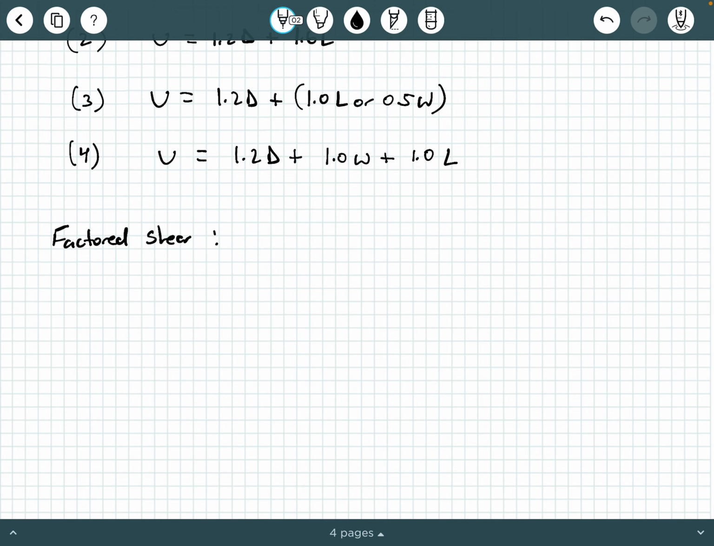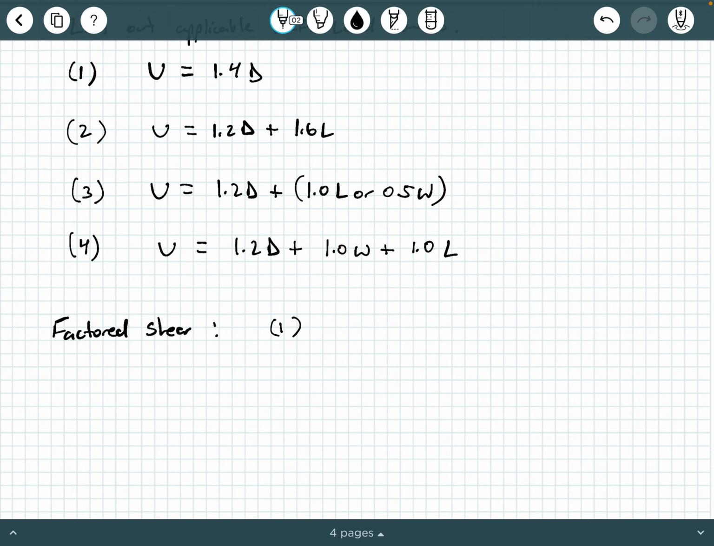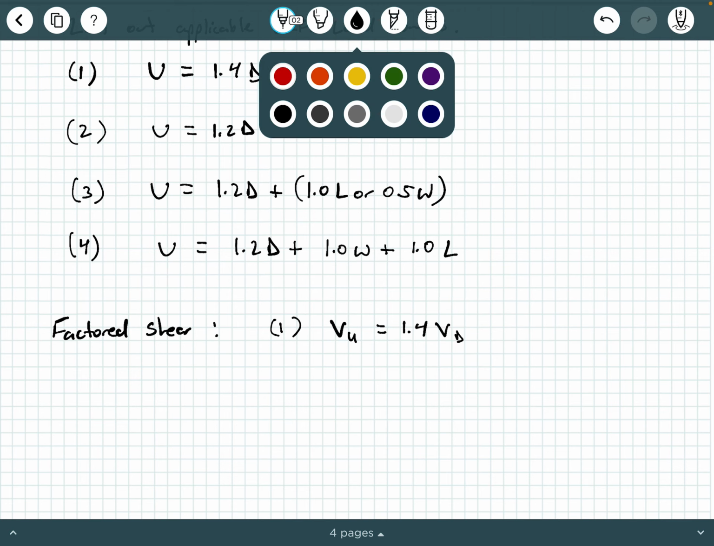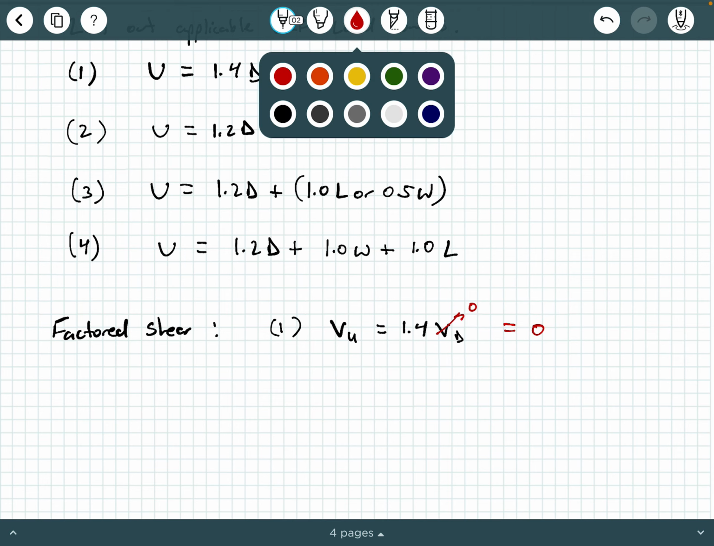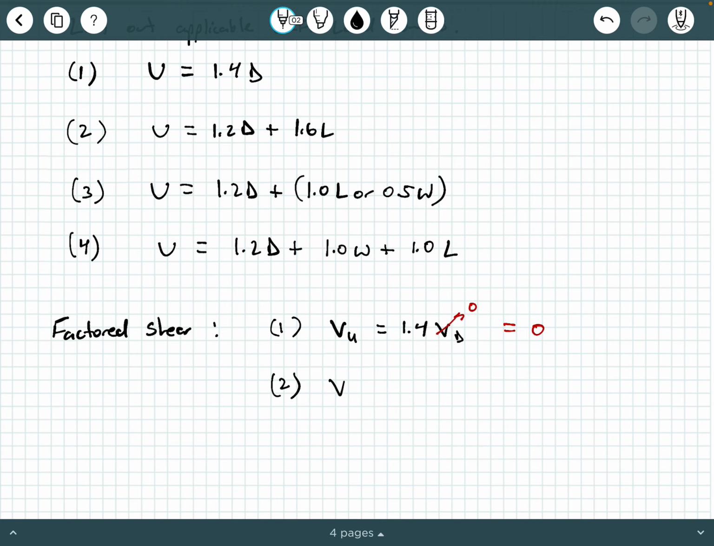With looking at factored shear first, load combo 1, we would say VU equals 1.4 V dead. Now, if you remember from our dead load analysis, what was the dead load shear in member AB? Well, that was just 0. So we can see that this comes out to be 0. Let's look at load combo number 2. VU is 1.2 V dead plus 1.6 V live. What is that going to be?